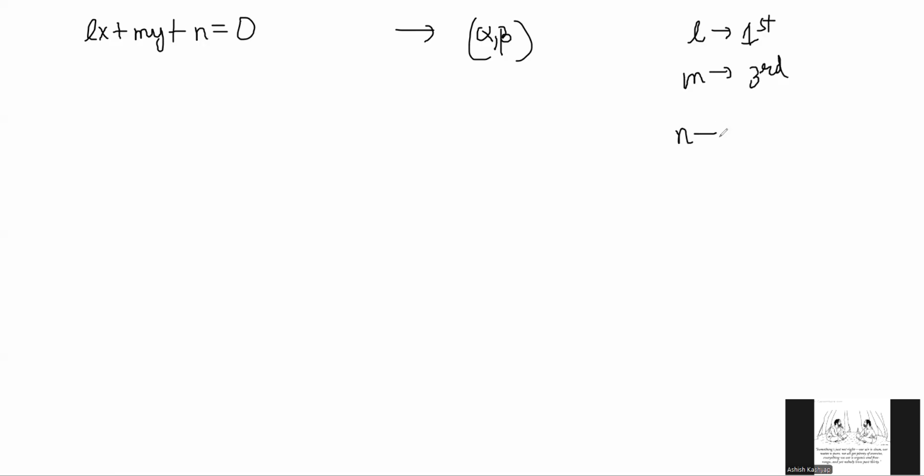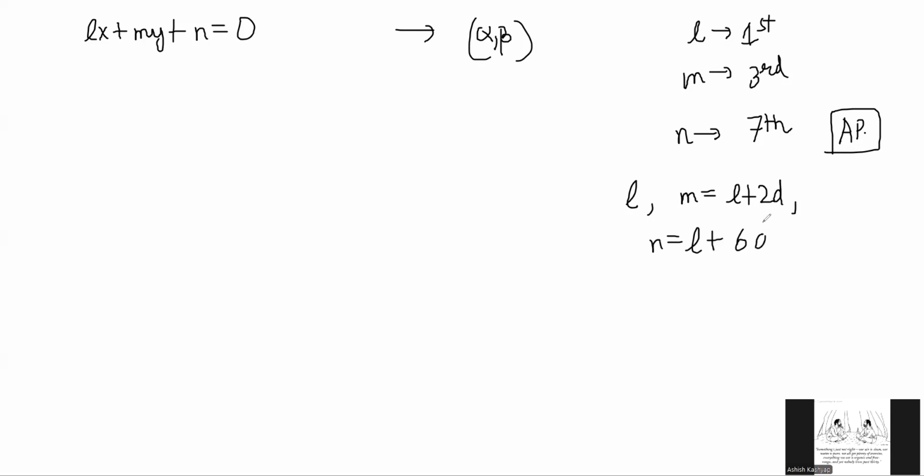Here we had a variable line lx plus my plus n equals 0, which always passes through a fixed point (alpha, beta). And l was the first, m was the third, and n was the seventh term of an AP. Right? So l can be written as l itself because it's the first term, but m can be written as l plus 2d, and n can be written as l plus 6d. So therefore, this line equation can be written as lx plus (l plus 2d)y plus (l plus 6d) equals 0.